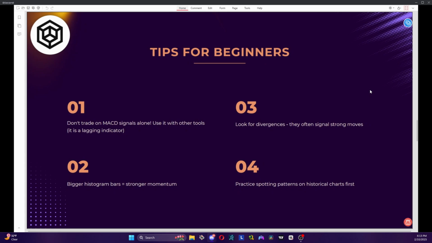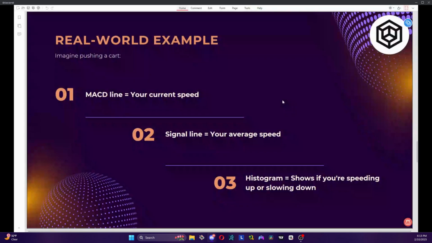Real world example. Imagine pushing a cart. So the MACD line, the best example that I can give you of what it is, is the speed at which you're currently moving. Okay? So the MACD, which is known as the fast line in this case, is the velocity that you are currently moving at in the market.